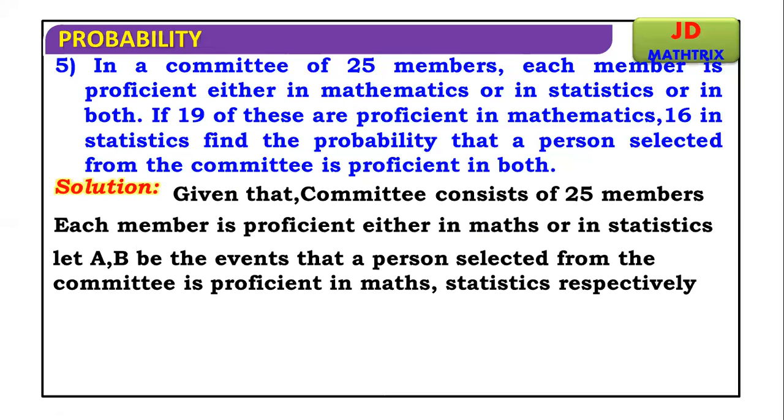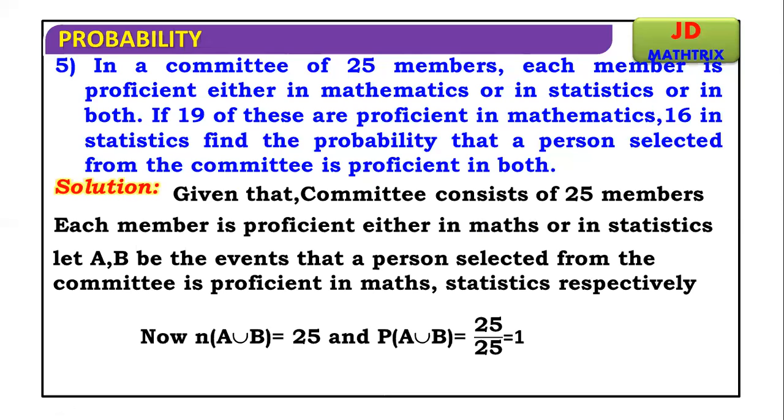Therefore, N of A union B is 25, because the total committee is 25, and everyone is proficient either in maths or in stats or in both. Therefore, N of A union B is 25, hence P of A union B is equal to N of A union B by N of S. N of S, that is the total committee, is also 25. So 25 by 25, that is 1. That is the main condition we are given.